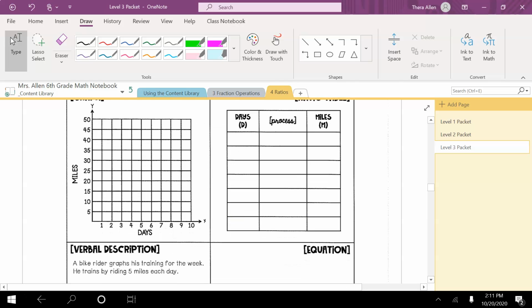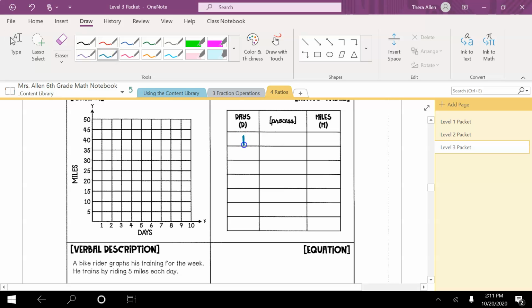Now this time they did not put anything on the graph. They just gave us the information down here, the verbal description. The verbal description says, a bike rider graphs his training for the week. He trains by riding 5 miles each day. I prefer making the table first. So 5 miles each day.